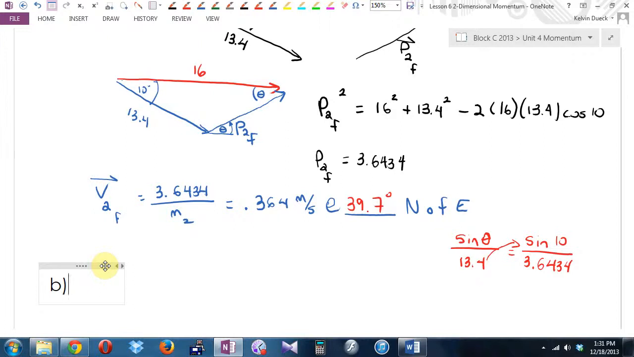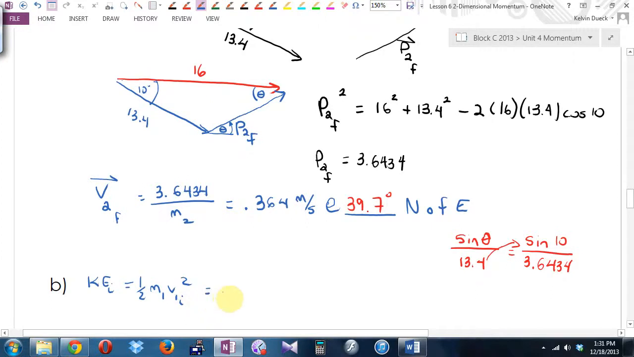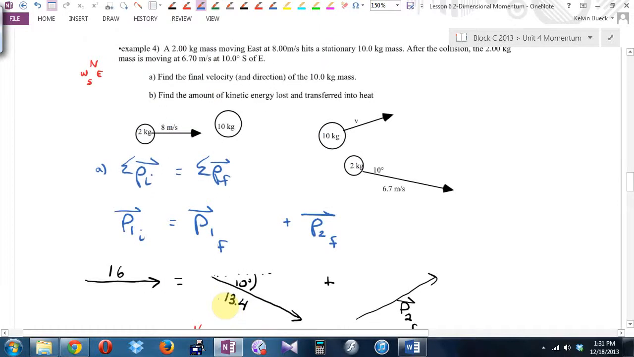So, kinetic energy initial. Before the collision, how many masses were moving? Mass 1, mass 2, or both of them before the collision. Okay, so it's going to be a half m1 v1 initial squared. It's going to be 0.5. How big was mass 1? I got to go back to my picture. 2.